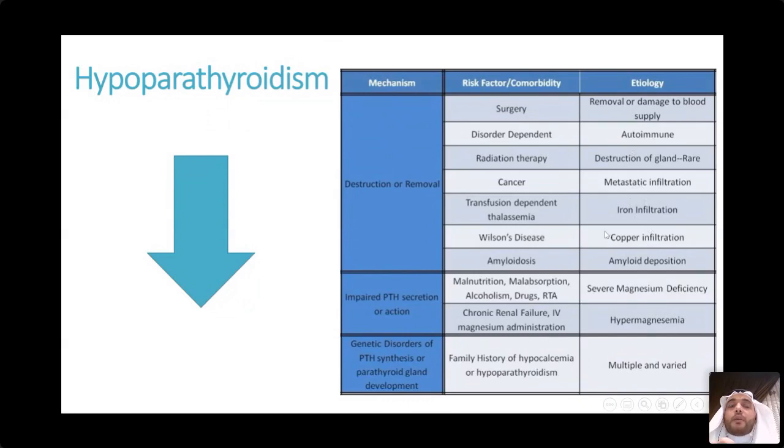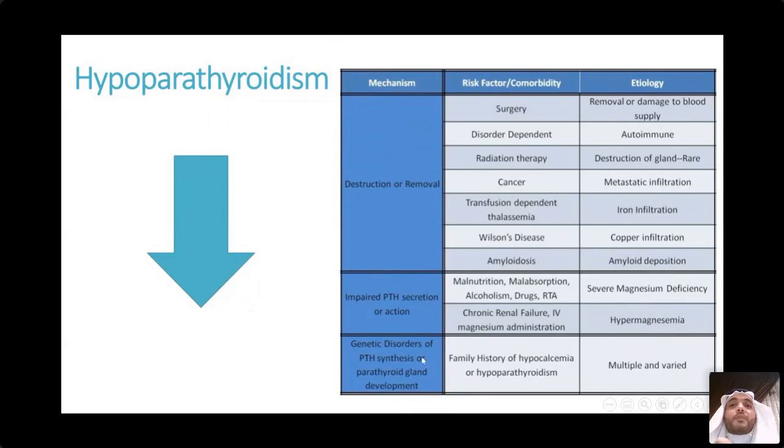All of these lead to hypoparathyroidism. Some causes can impair parathyroid secretion or action, such as magnesium deficiency, which leads to impaired secretion and action of parathyroid hormone, and also high magnesium, hypermagnesemia, which acts on the calcium sensor receptor and affects parathyroid secretion. This is common in pediatrics, more of a genetic defect of parathyroid synthesis and parathyroid gland development.